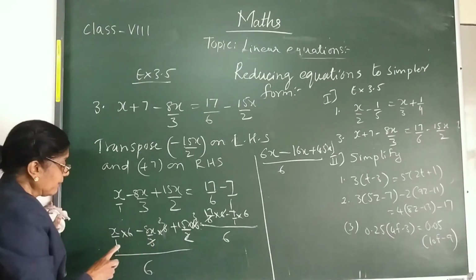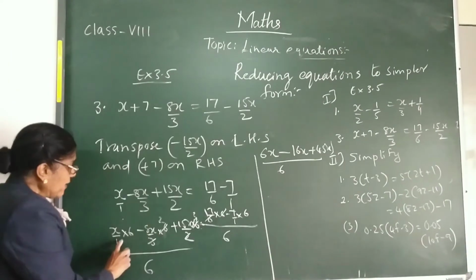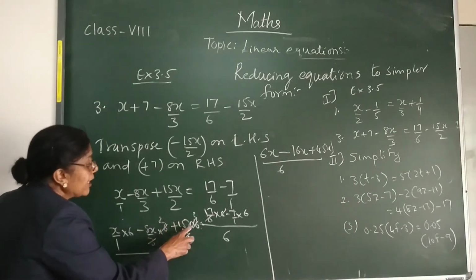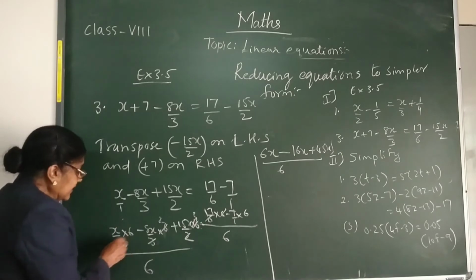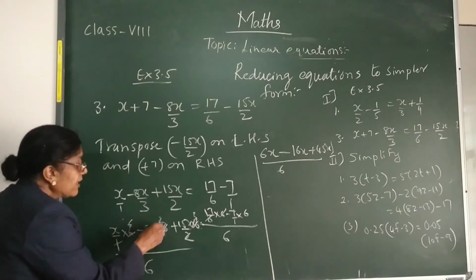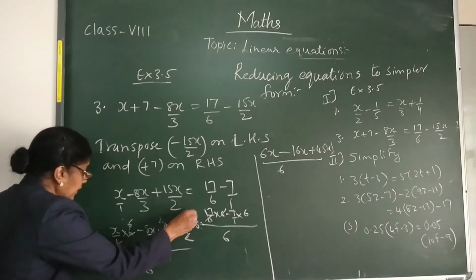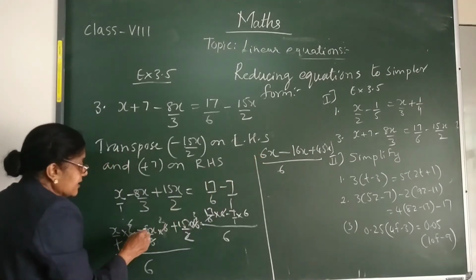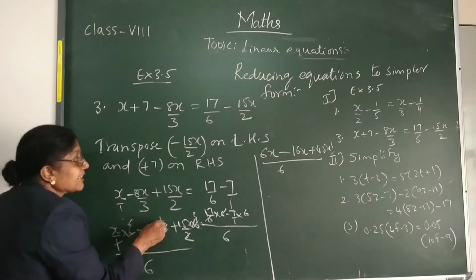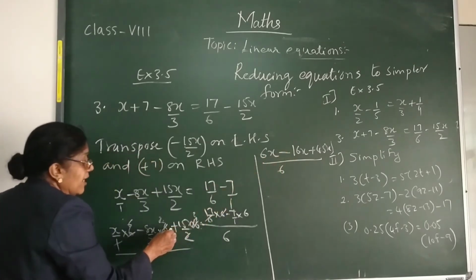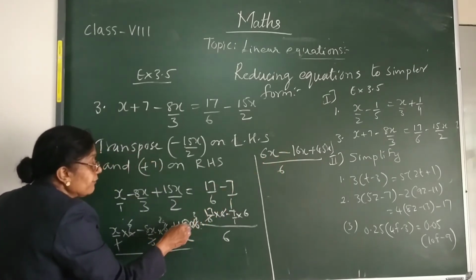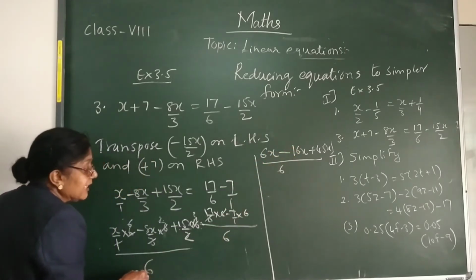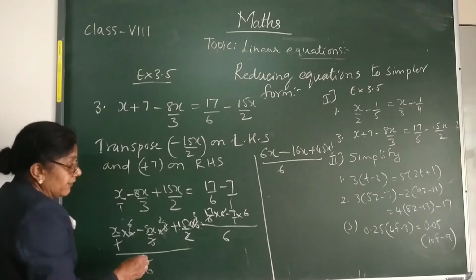You have taken the LCM over here. LCM is what? 6. So x by 1 into 6 minus 8x by 3 into 6 plus 15 by 2 into 6. 1 sixes are 6, so it will remain 6 only. 3 ones are, 3 twos are, 2 ones are, 2 threes are. So x into 6 gives 6x, minus 8x into 2, 8 twos are 16, so minus 16x. Plus 15x into 3, 15 threes are 45, so 45x, and the common denominator is 6, that is the LCM. So that we got.